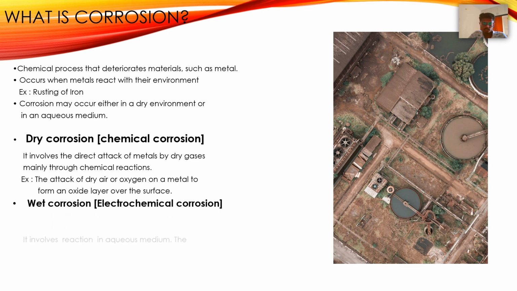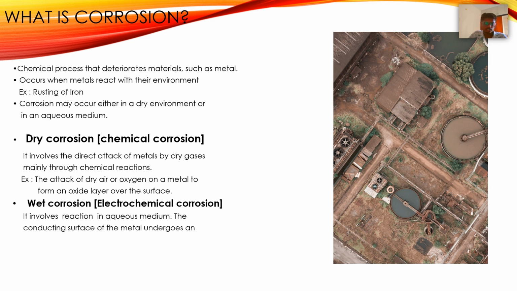Next, let us talk about wet corrosion. It is also known as electrochemical corrosion. It involves reaction in an aqueous medium. The conducting surface of the metal undergoes an electrochemical reaction with the moisture and oxygen present in moisture.